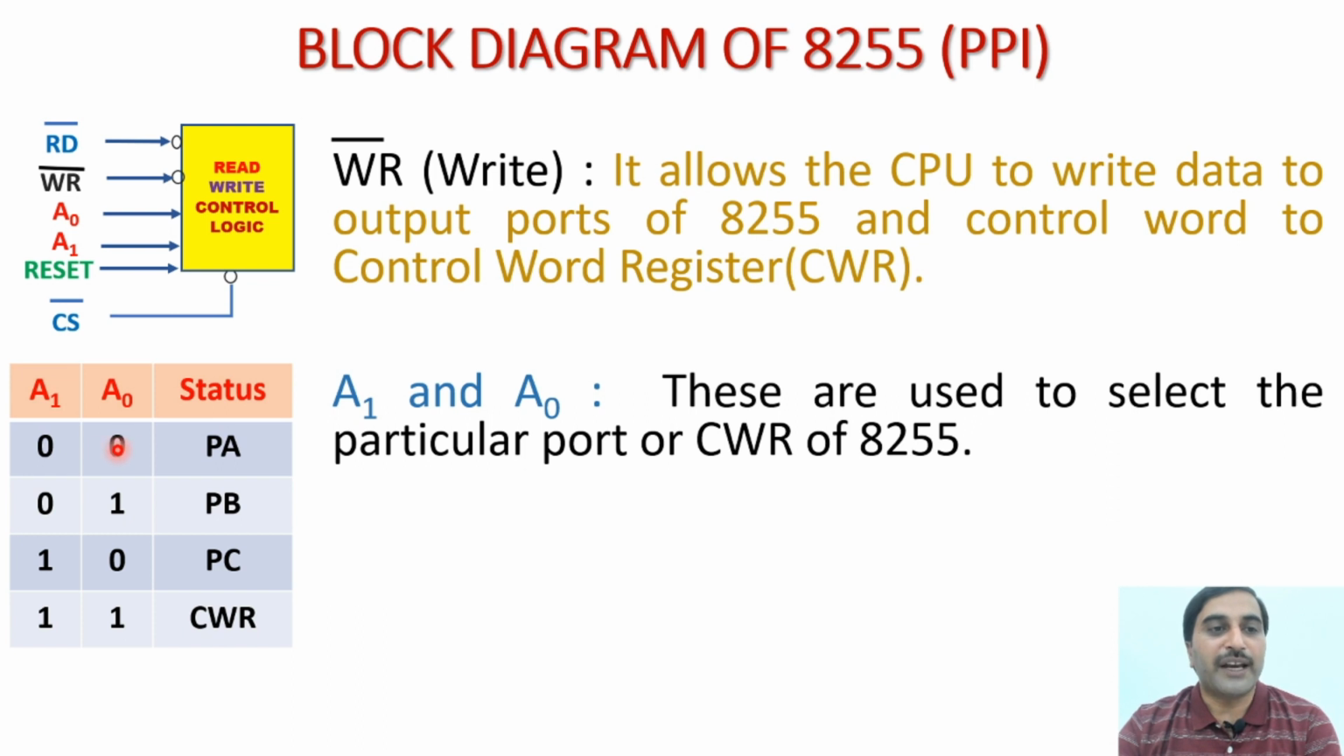When A0 and A1 are 00, then port A is selected. When A1 and A0 are 01, then port B will be selected. In case of 10 status of A1 and A0, port C will be selected. If A1 and A0 are 11, then control word register is selected.